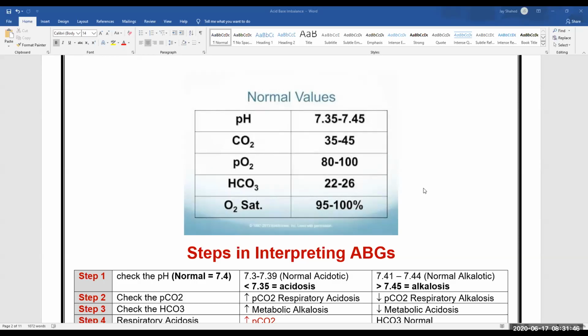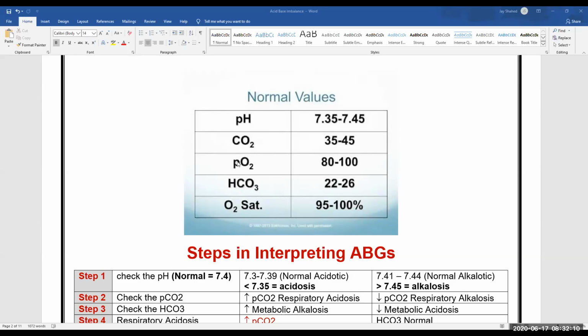But we know that anything higher than 26 will become what? More alkaline. Anything below 22 will become what? Acidic. So by knowing this, it'll be simpler for you to understand which side is acidic and which side is basic, if it's higher than this or lower than this with the bicarbonate. So which one detects the acid, basically? This one. Which one detects the base? This one.